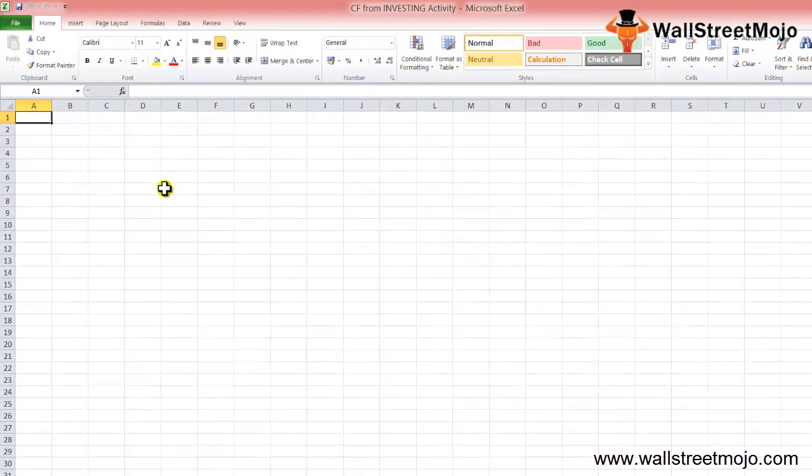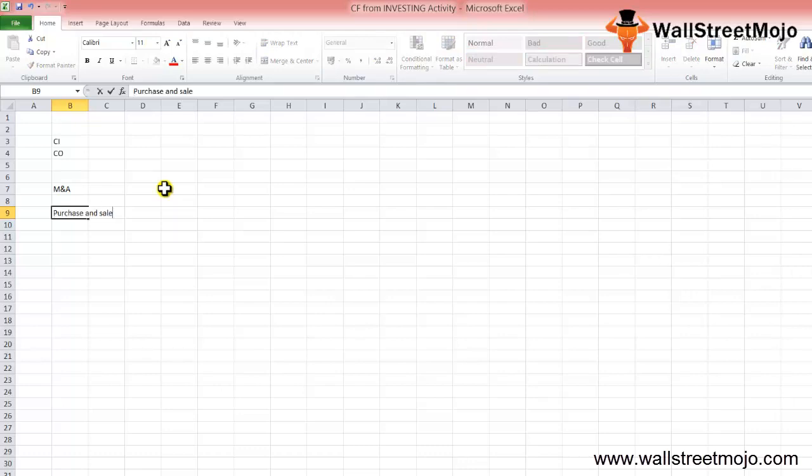So let's begin. At the very inception, cash flow from the investing activity provides information on the cash inflow and cash outflow related to the purchase and sales of assets, property, plants, equipment, loans made to suppliers or receipts from customers, and the payments related to, very important, mergers and acquisitions, known as M&A. In a nutshell, cash flow from the investing activity reports the purchase and sale of long-term investments and property, plant and equipment.